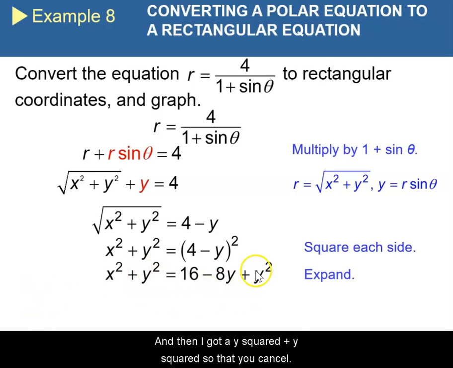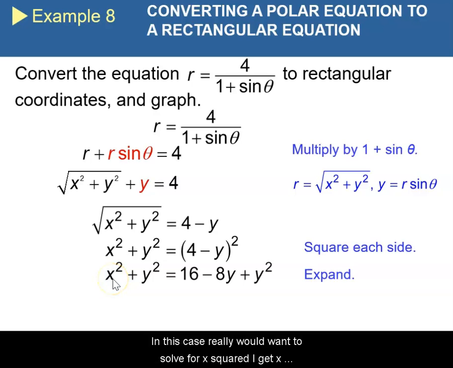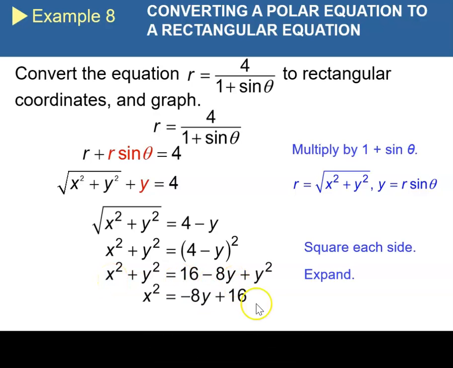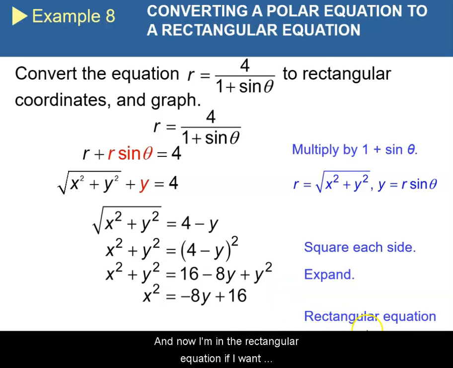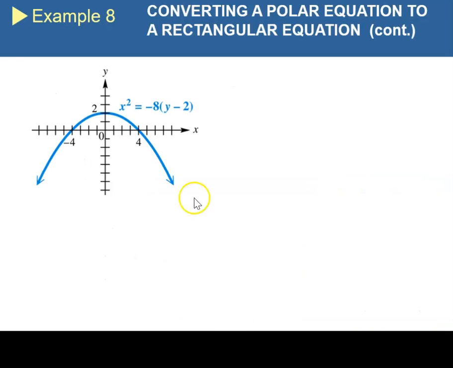And then I got a y squared and a y squared, so that can cancel. And I basically get solving for y. In this case, really we would want to solve for x squared. I get x squared is 16 minus 8y. Okay. And now I'm in a rectangular equation. If I want, I can solve for y, right? And say y is x squared minus 16, that whole thing divided by 8, which is a quadratic, right? So this is a parabola. Okay. All right, so here they solve for x squared, but if you solve for y, it's very clear that you have an equation that is a parabola.